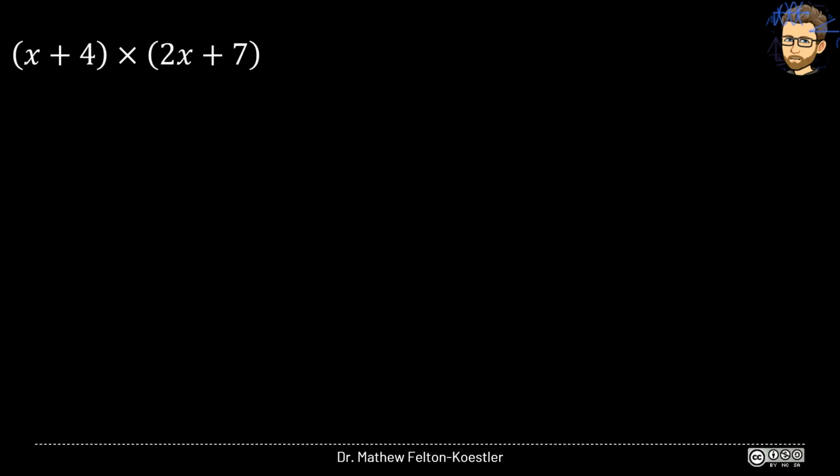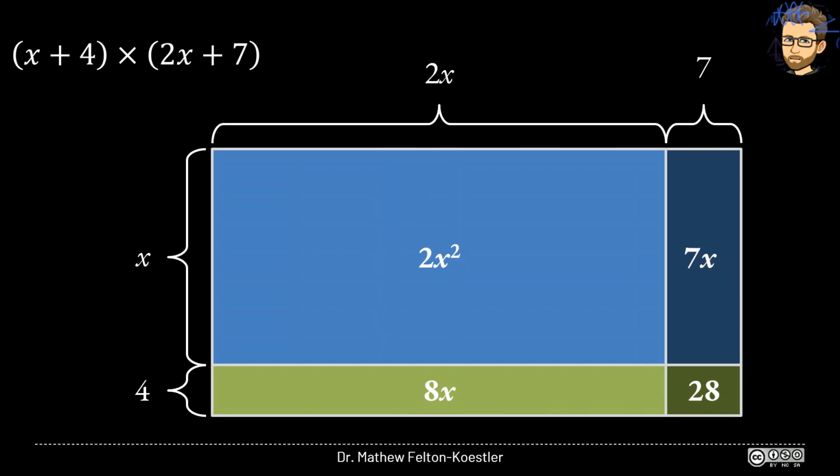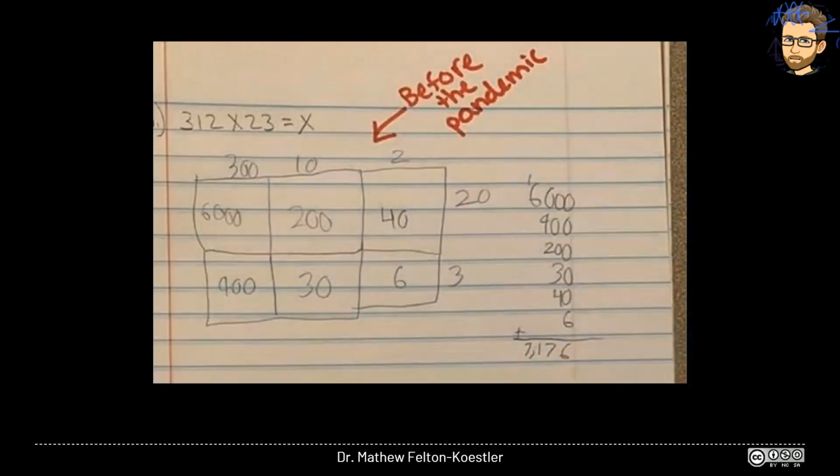Or we can even use them when we get to algebra. Instead of having to memorize FOIL, if we understand the big idea behind what's happening, we're much less likely to get lost. We can see this as x plus 4 times 2x plus 7. And this will even work when we have more than 2 terms inside each set of parentheses, just like in the meme, where one of the numbers, 312, is broken into 3 parts instead of 2.